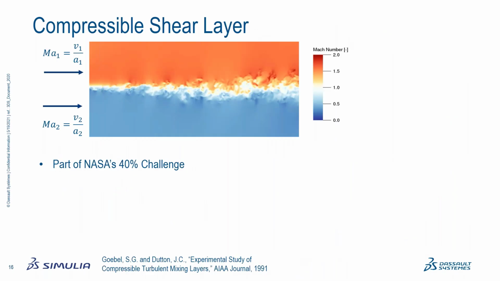A second basic flow validation case is the compressible shear layer. What you see here are two flows that are mixing with a fluid interface. We have a high top Mach number flow and a low bottom Mach number flow. This test case was actually part of NASA's 40% challenge, where they invited people and researchers from everywhere to participate and increase the accuracy for this test case.